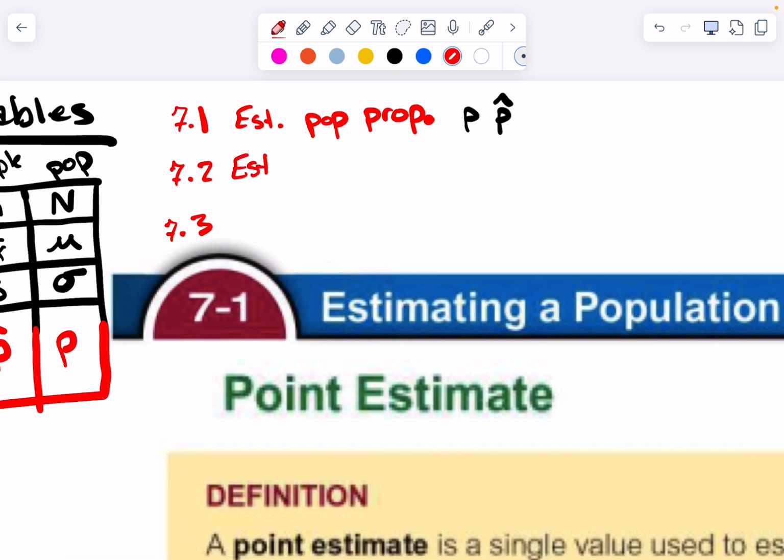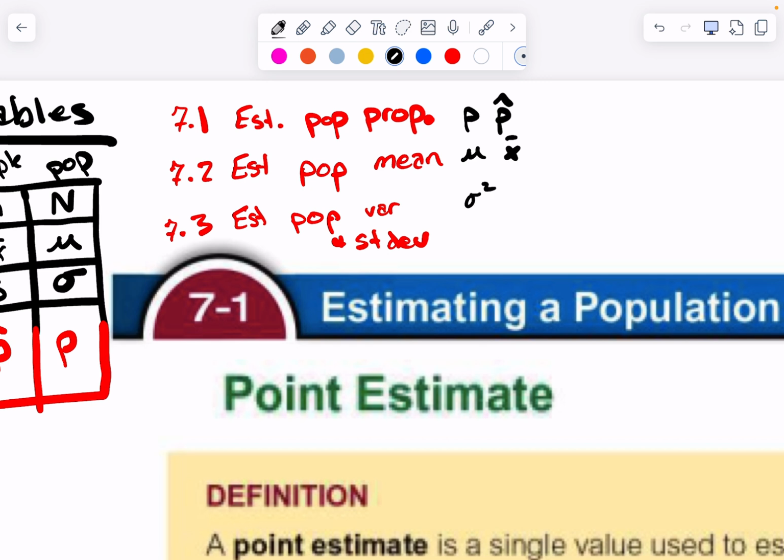7-2 is estimating the population mean, which has to do with mu and X bar. The third one is estimating population variance, which I don't use very often. For variance, it is sigma squared and s squared, or sigma and s for standard deviation, okay?